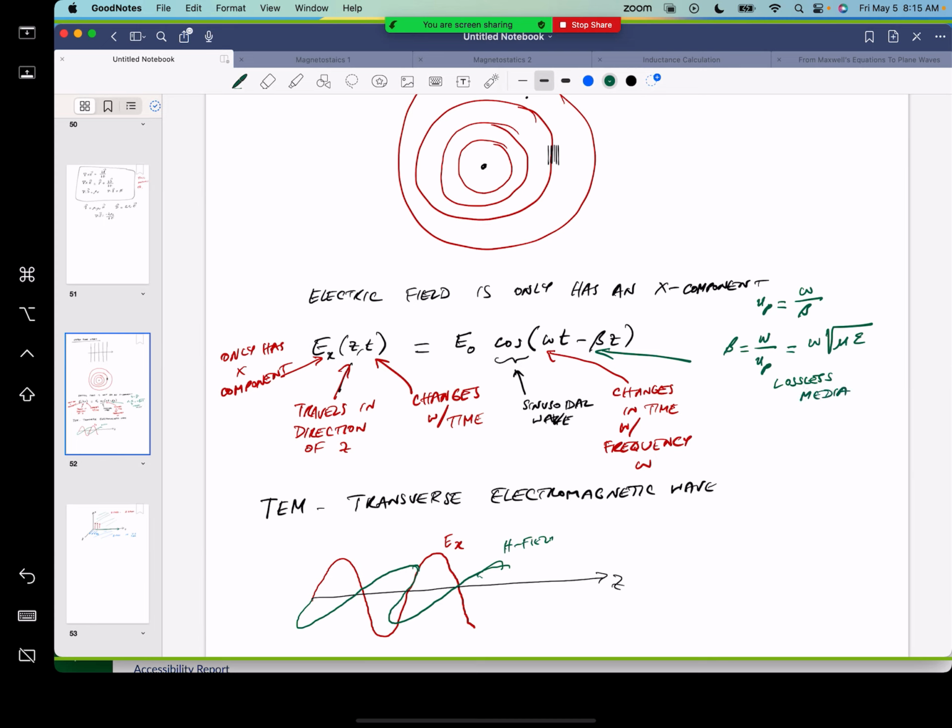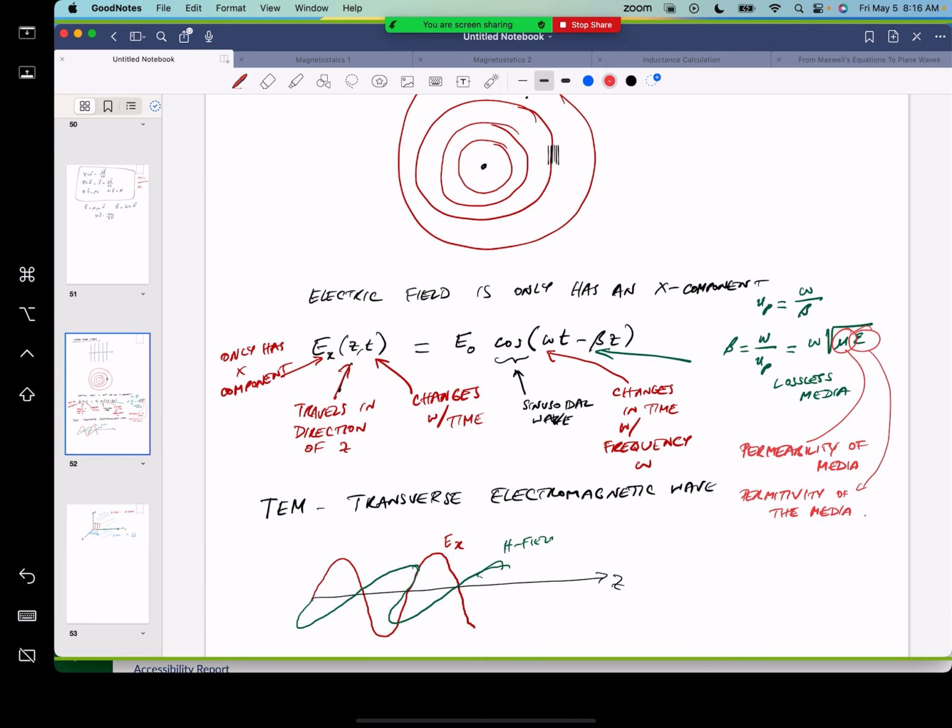And if you guys remember, mu is the permeability of the media, and epsilon is the permittivity of the media, whatever is traveling through.